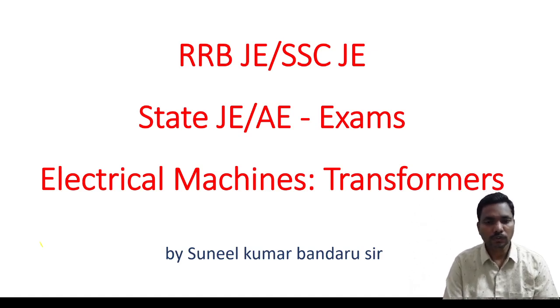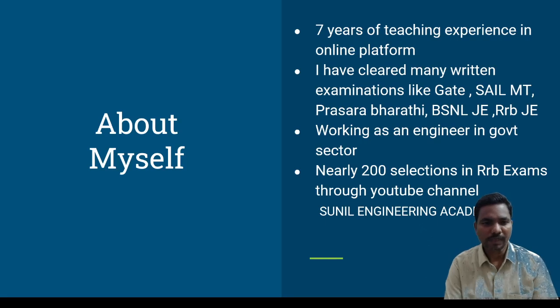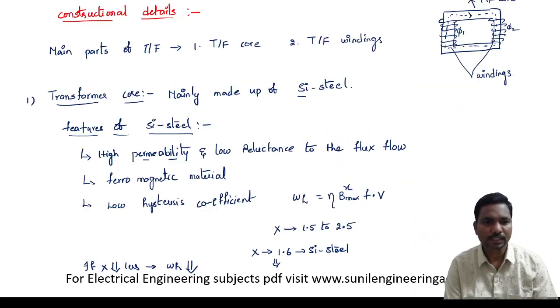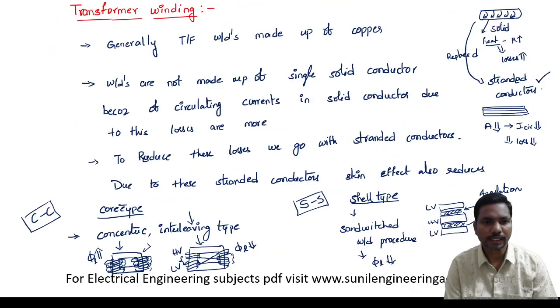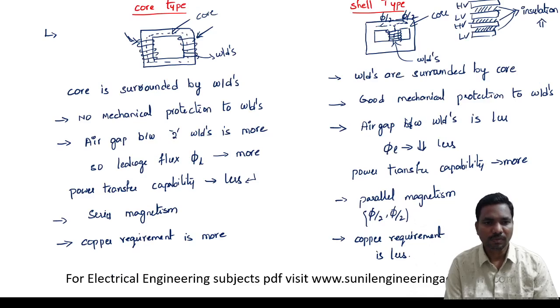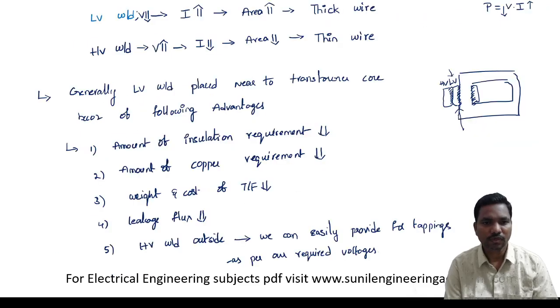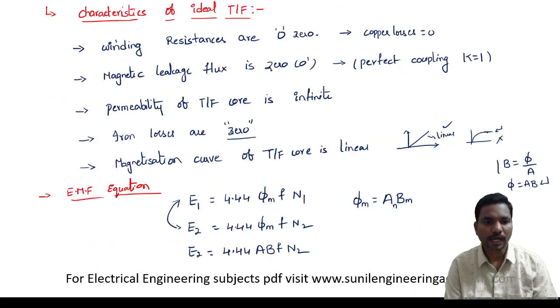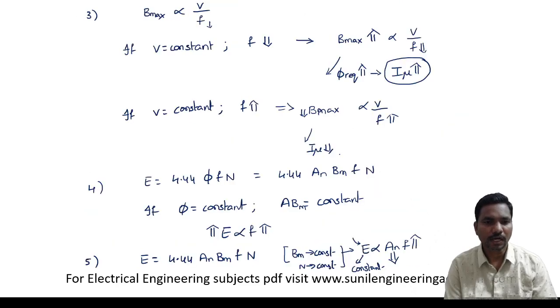Okay. So let me check up to which we have completed. Transformer basics we have completed, constructional details, transformer winding, types of transformer and all the parts. Okay, characteristics, EMF equation and those observations. Now we are going to discuss the operation of transformer.